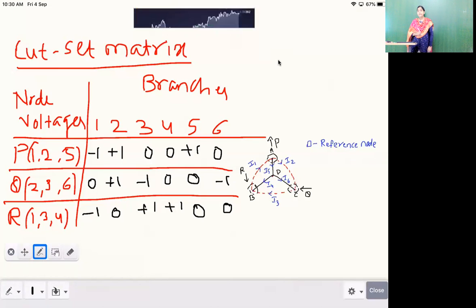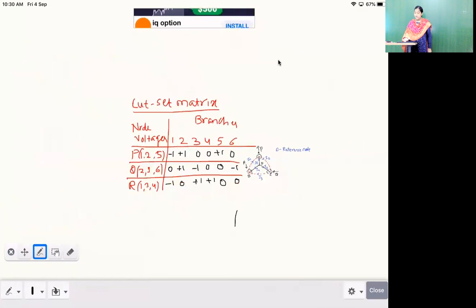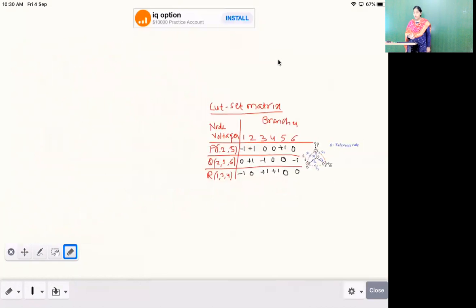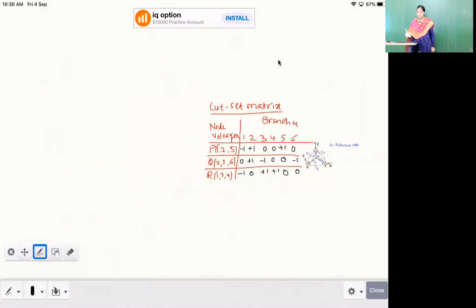While writing a cut set matrix, please remember that we need to assume the directions of the currents according to the direction of the node current. Now, from this cut set matrix, let us understand how to write or how to frame the equations. How do we write the equations? I have to write the equations row wise. So first I will write for the first row.